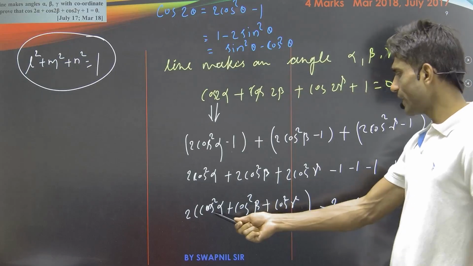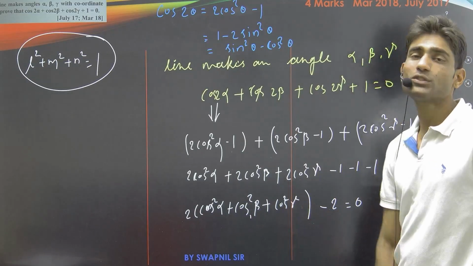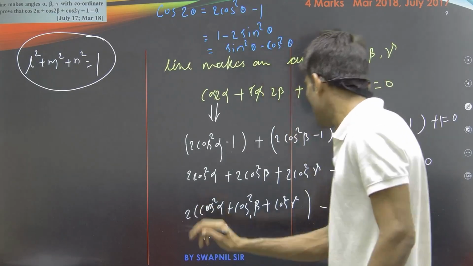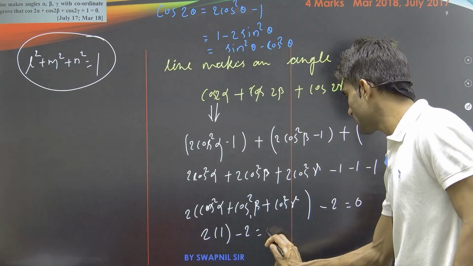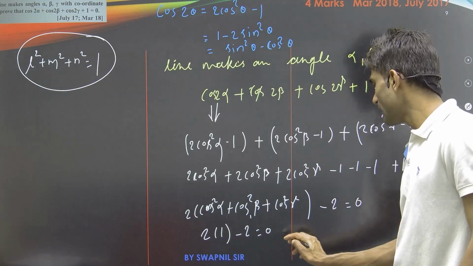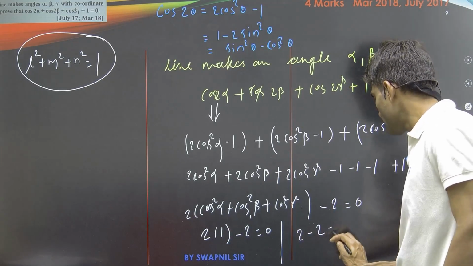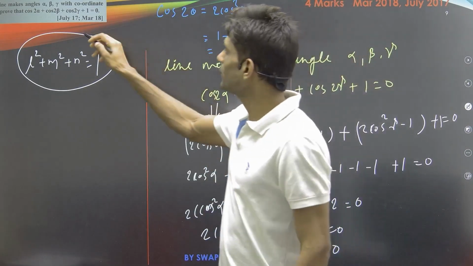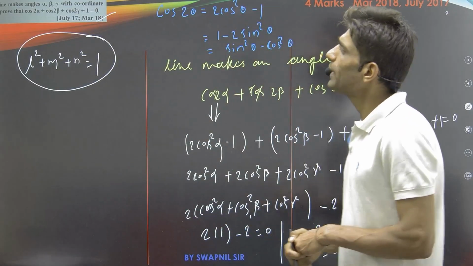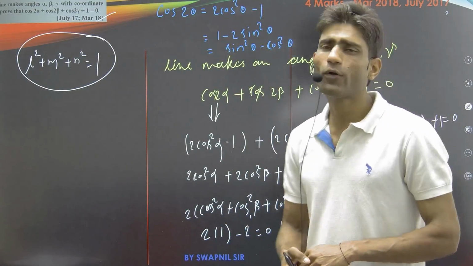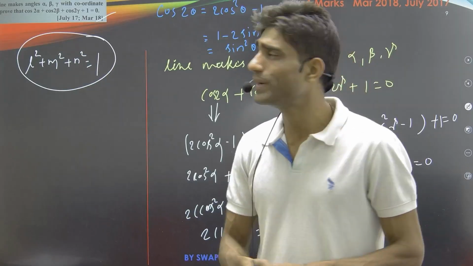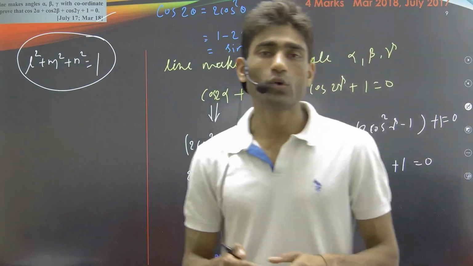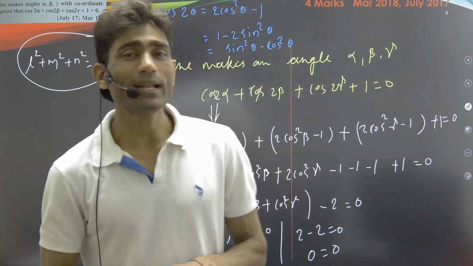Now we can write cos square alpha plus cos square beta plus cos square gamma, which is equal to 1. So 2 multiplied by the bracket 1, minus 2, is equal to 0. The two ones leave the value 2, and 2 minus 2 is equal to 0. So we got 0 equal to 0. That means we proved this identity using alpha, beta, gamma with the coordinate axes. We have proved cos 2 alpha plus cos 2 beta plus cos 2 gamma plus 1 is equal to 0. This is our required proof.